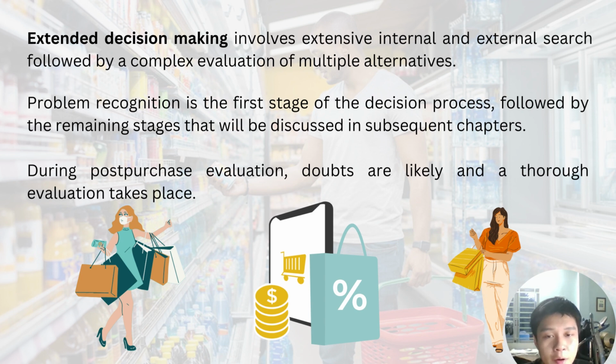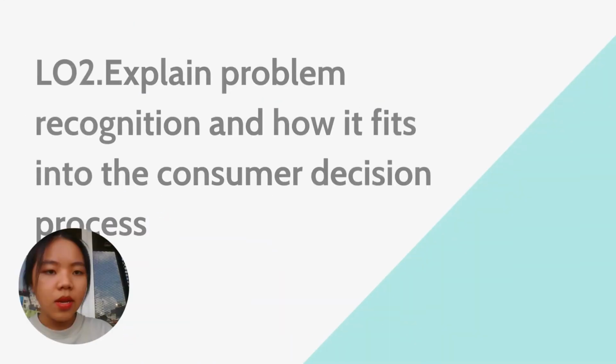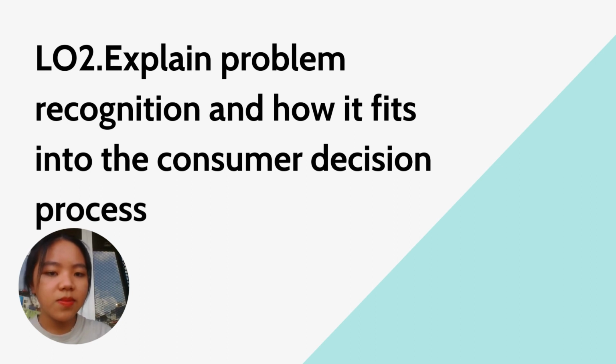Problem recognition is the first stage of the decision process, followed by the remaining stages that will be discussed in subsequent chapters. And next, we will talk about learning objective 2, explain problem recognition and how it fits into the consumer decision process.